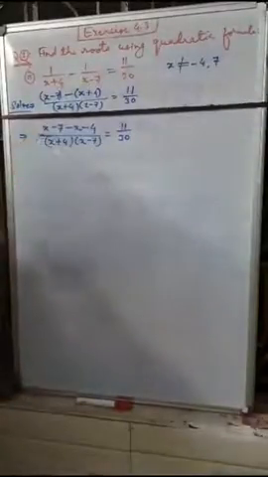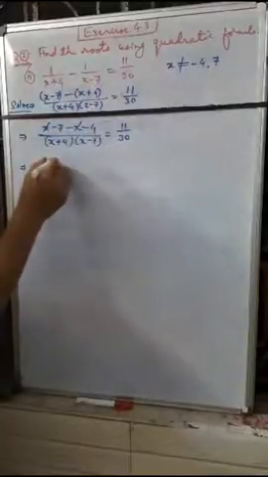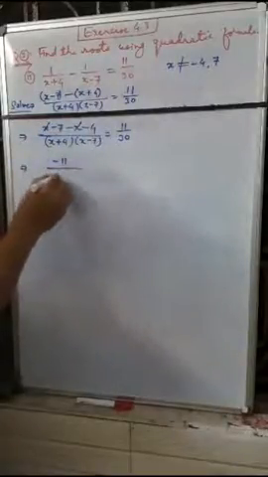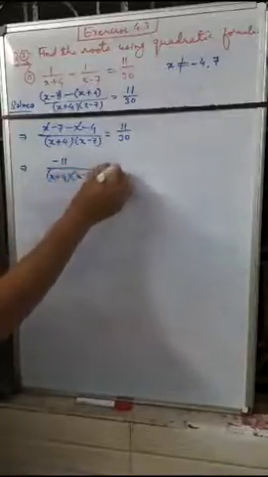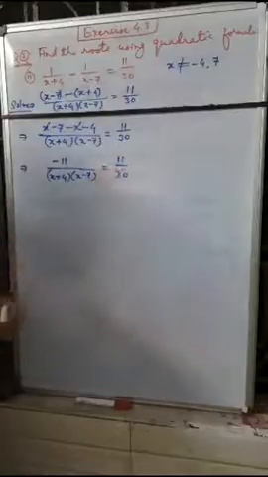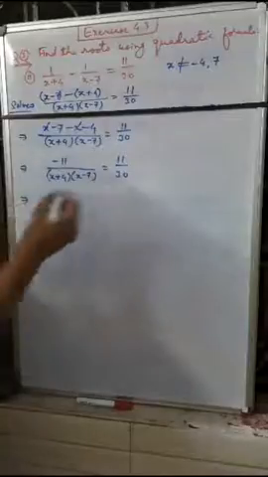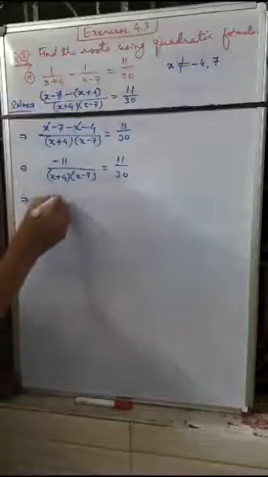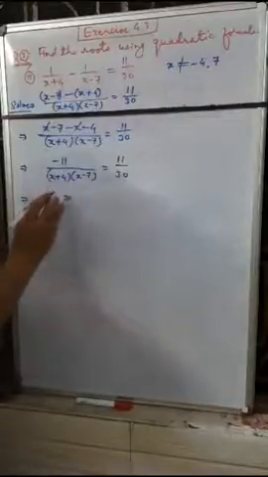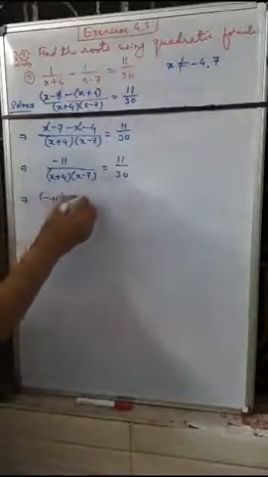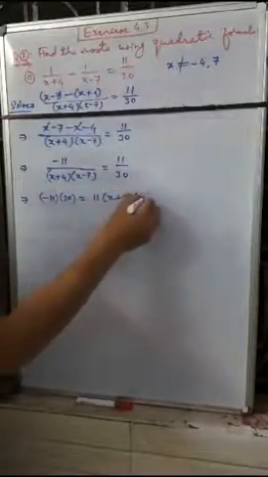So now we can cancel x. We will get minus 7 minus 4, minus 11, over (x plus 4) into (x minus 7), is equal to again 11 by 30. Now do the cross multiplication. So 11 will be multiplied by 30, 11 into 30, is equal to 11 times (x plus 4) into (x minus 7).